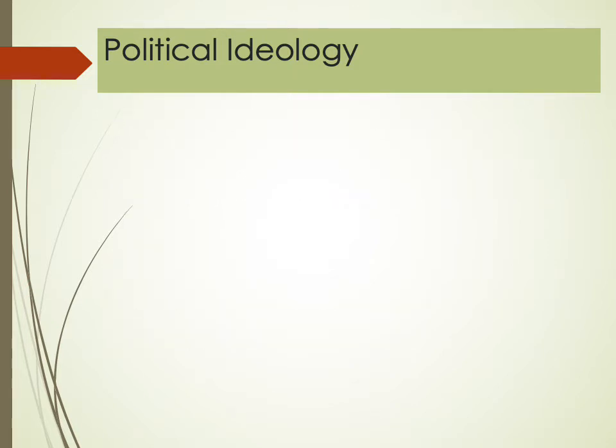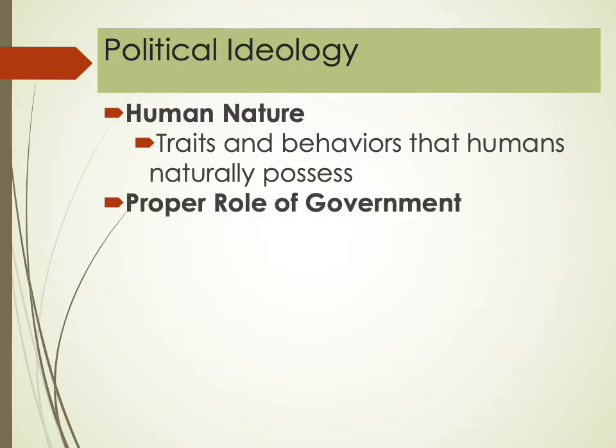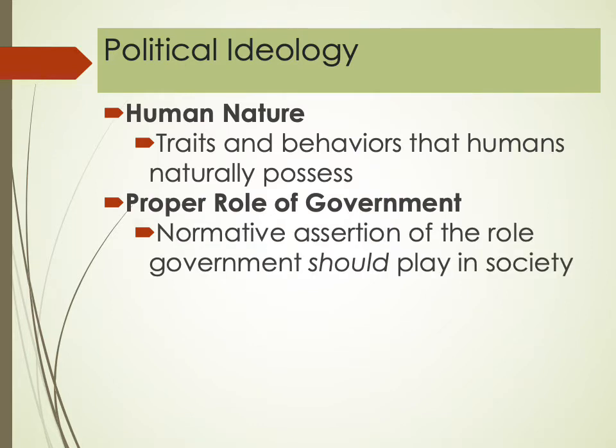All right, so let's define each of these categories that we were talking about on the previous slide. When we talk about human nature, what are we talking about? Well, human nature are the traits and behaviors that humans naturally possess, sort of innate characteristics, things that we are born with, that all humans are born with. When we talk about the proper role of government, we're basically making a normative assertion of the role that government should play in our society.